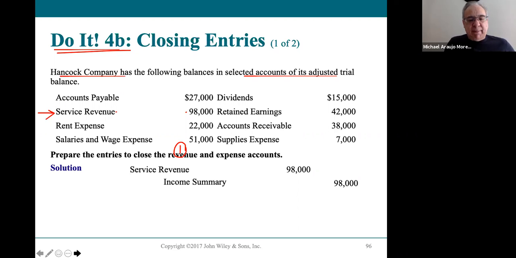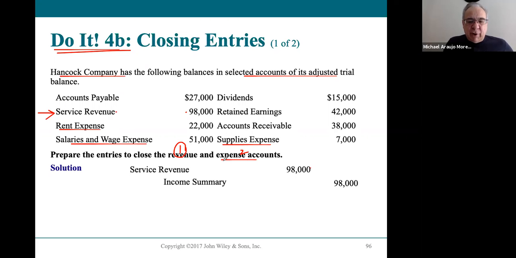So the very first step is we debit the service revenue account and we credit income summary by the same amount. So now our revenue account is closed. The second thing we do is we have to close our expense accounts. Now there are a number of expense accounts, so we have to identify them. The rent expense, salaries or wages expense, and supplies expense. Those are the 3 expense accounts that are listed here.